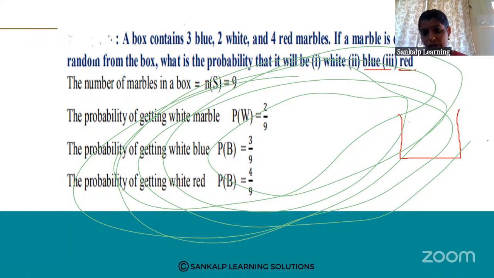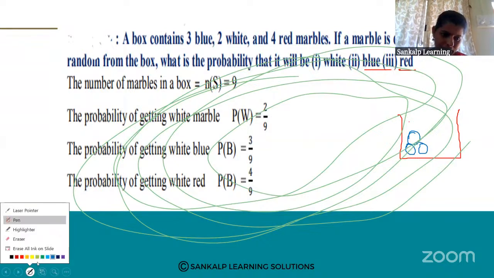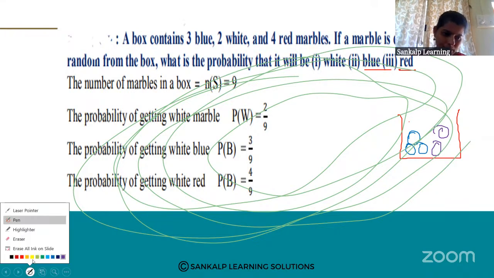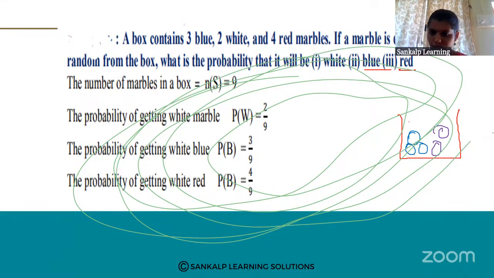How many blue marbles are there? Three blue marbles. Two white marbles, let us represent them with a different color. Okay, I will represent it by purple color. Two white marbles and four red marbles are there. How many do we have? 1, 2, 3, 4, 4 red marbles are there.